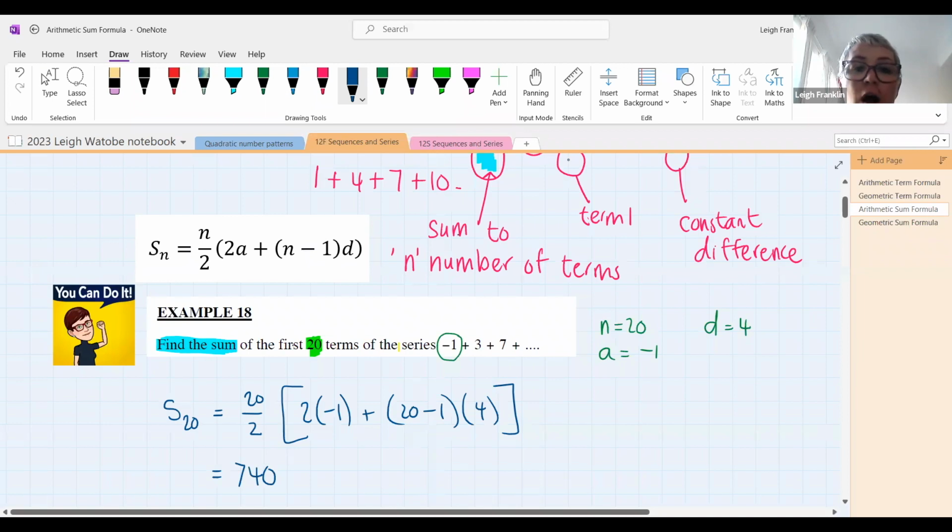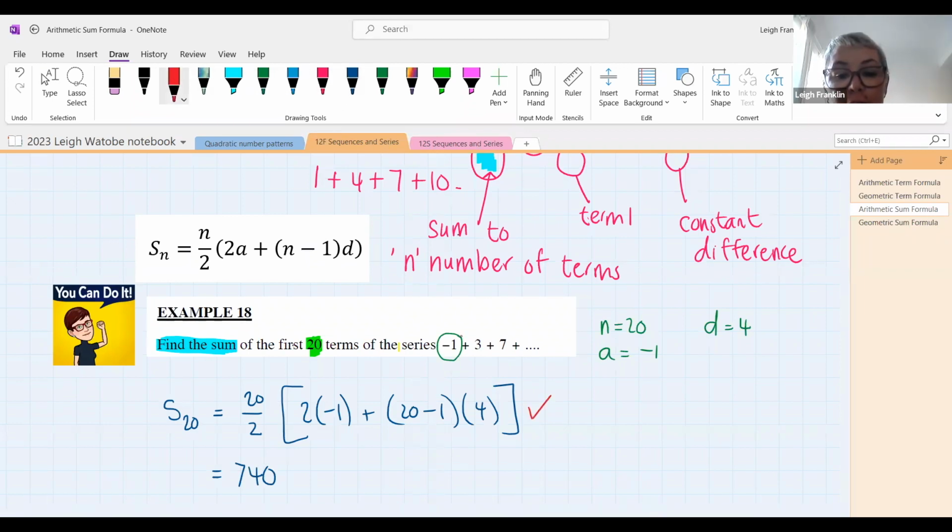740 as your answer. A question like this at matric level would only carry 2 marks. So there would be an accuracy for subbing in, and then probably a continuous accuracy on your answer. Okay, all right, there we go. Nice and simple. Everybody happy with that? Thumbs up? We feeling good? Just checking in.